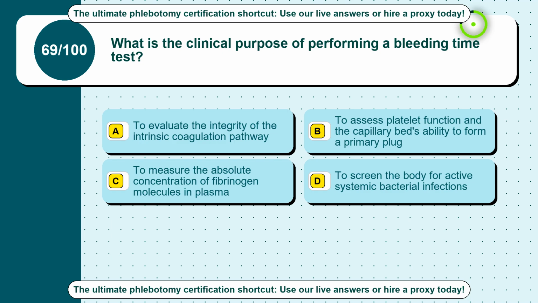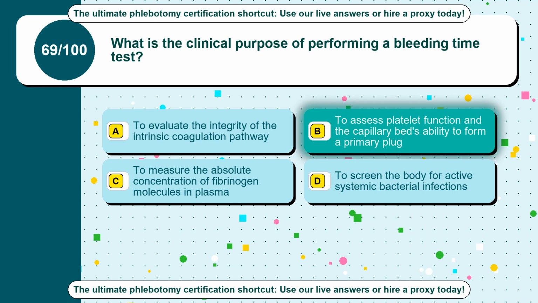Option A, to evaluate the integrity of the intrinsic coagulation pathway. Option B, to assess platelet function and the capillary bed's ability to form a primary plug. Option C, to measure the absolute concentration of fibrinogen molecules in plasma. Option D, to screen the body for active systemic bacterial infections.